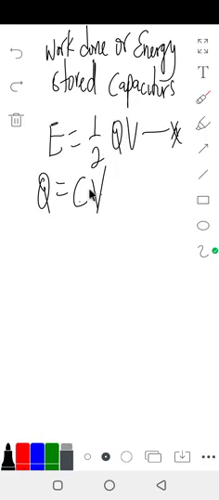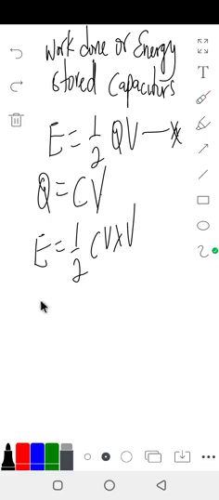When you know that Q is CV, change this Q to CV, and we have energy stored in a capacitor is half, this Q changed to CV, times this V. You have energy stored in a capacitor is half CV squared.